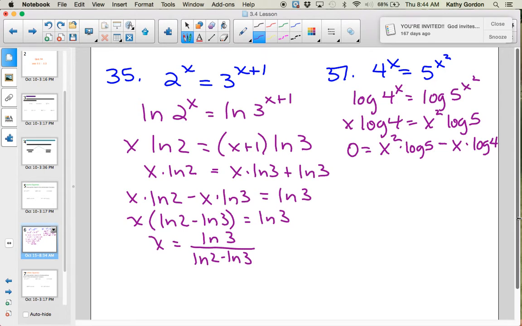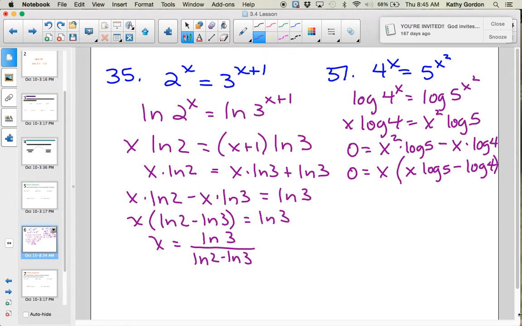So in this case, we do not want to just divide both sides by x and say, oh look, I just have an x left. You're going to find that the answer you would get from doing that is one of the solutions, but it may not be all of them. So now that I have them on the same side, can I factor something out? x, right? So I can factor out an x, and that leaves me with x log 5 minus log 4.